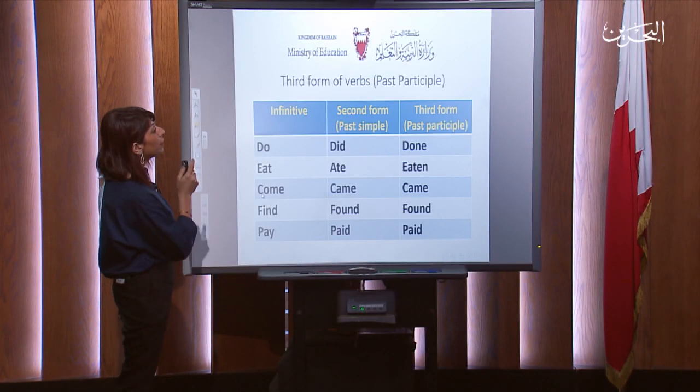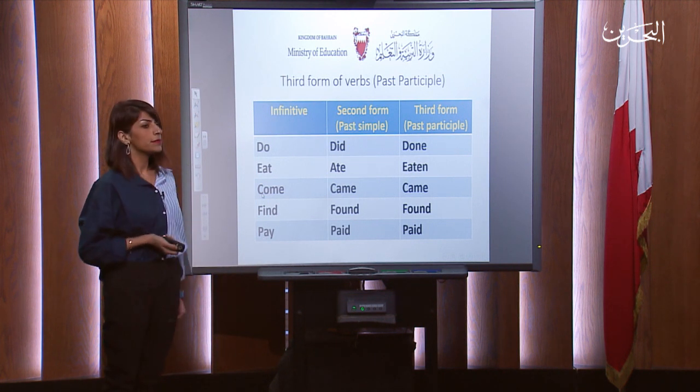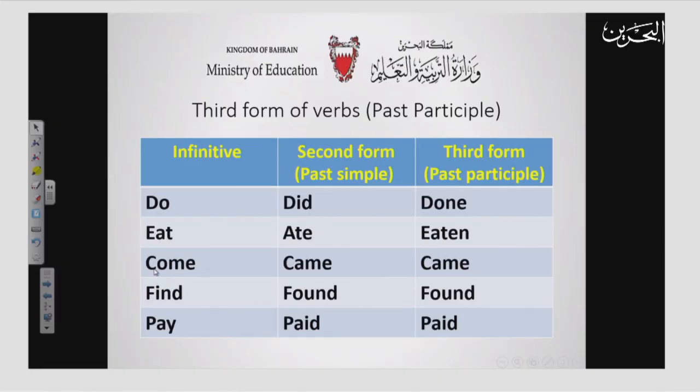Now we move to the third important thing, which is the third form of verbs, the past participle. And again, I'm sure that you have previously taken this, but we have to emphasize the use of the past participle, or let's say the third form of the verbs. These are some verbs that are usually taken. For example, do. The second form, the past simple, is did. And the third form, which is used in the passive, is done.